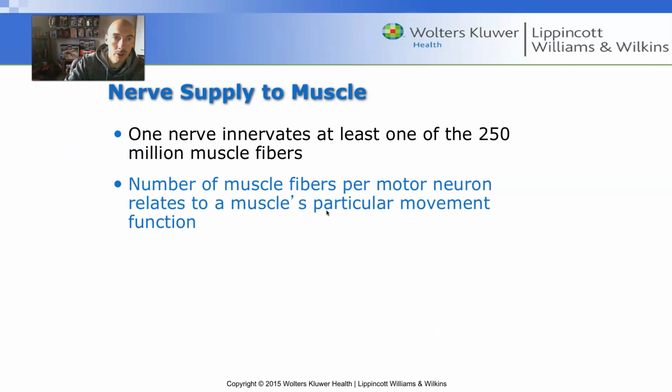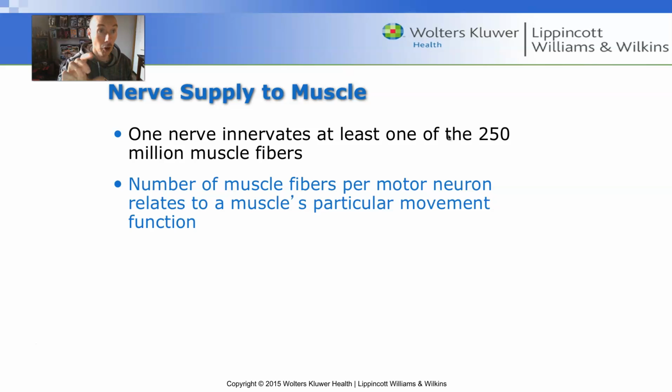So what we're going to do now is jump to the second major topic, and that is how nerves supply muscles. Okay, so as we see on this slide, one nerve does not just supply one muscle fiber. One nerve is going to touch and supply a lot of muscle fibers, right? As an example, one nerve might innervate 250 million muscle fibers. Now, muscle fibers are very small. We have a lot of them. So 250 million sounds like a giant number, and it is, but it's not quite as large as it sounds, okay?